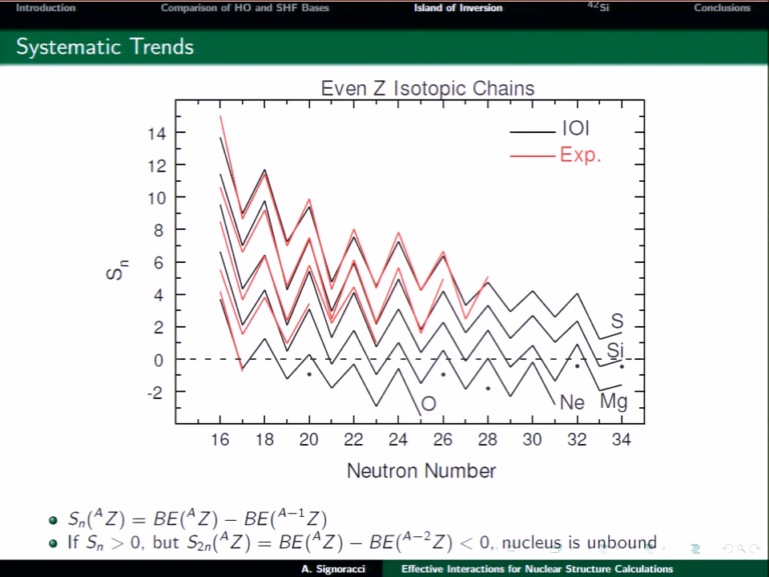Experimentally, it's known that oxygen 24 exists and oxygen 25 is unbound, and it's expected. There's some experimental evidence that suggests that oxygen 26 is unbound. But basically, we can move forward and we can see that neon 34 is the last isotope of neon that can be produced and detected experimentally, and so with other isotopes here in this chain.